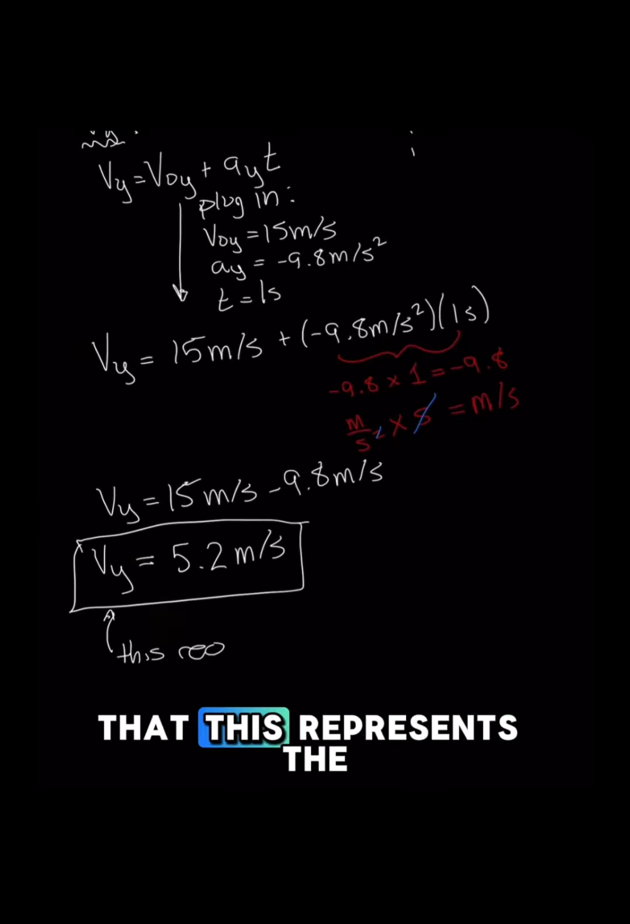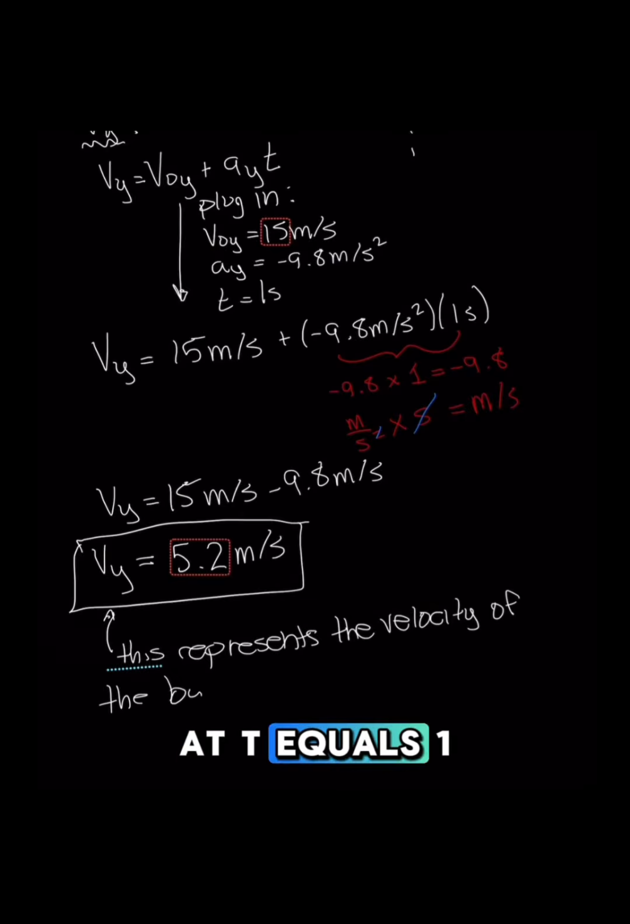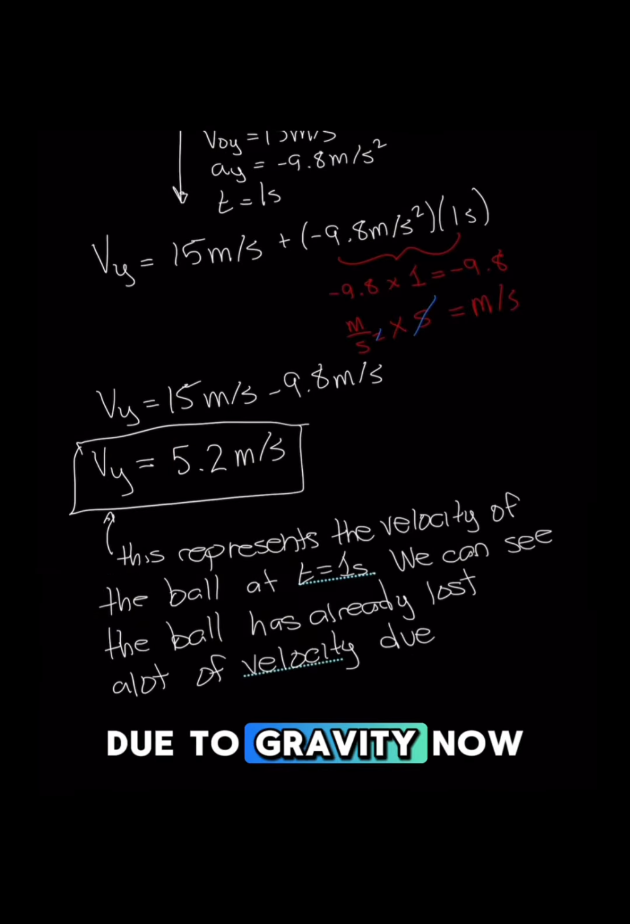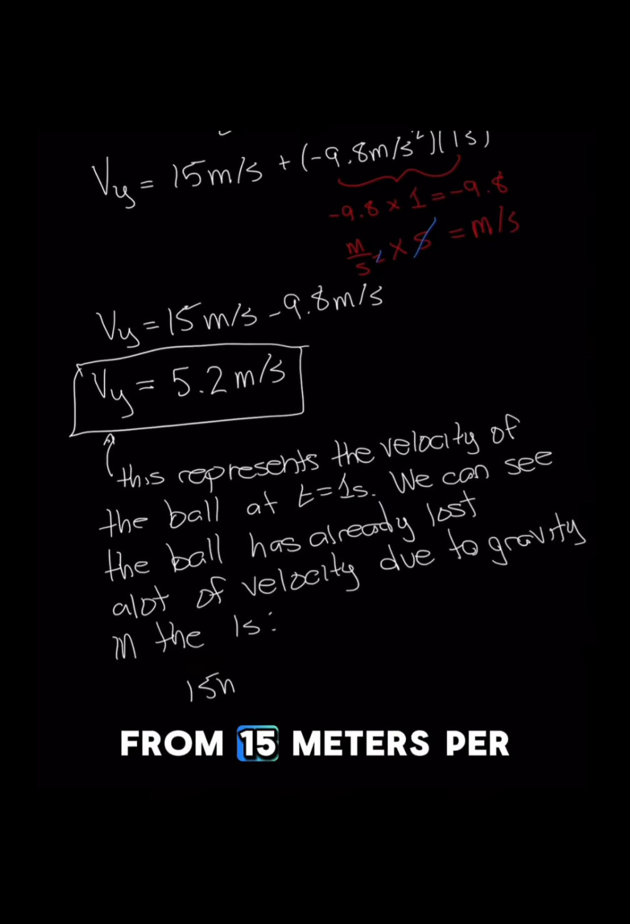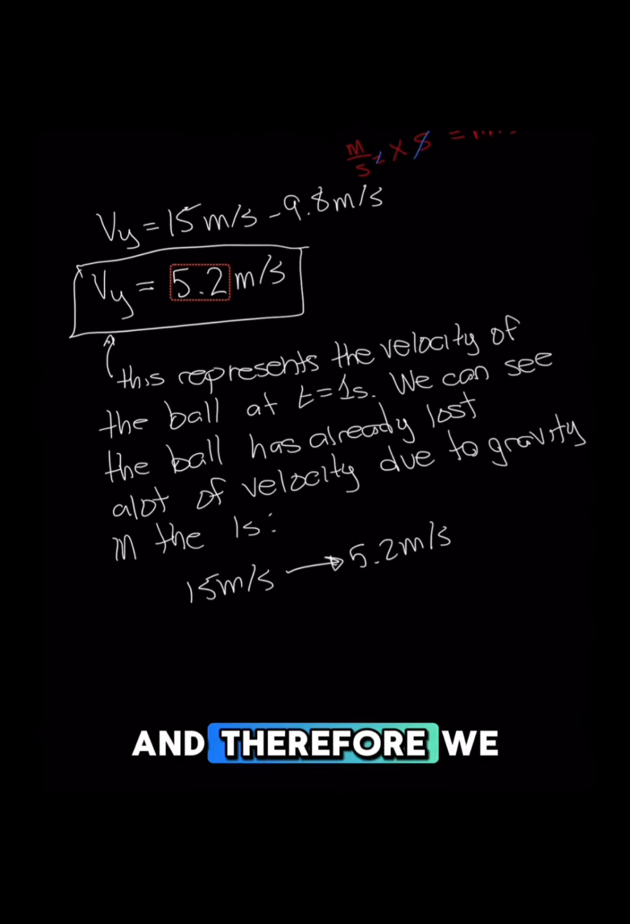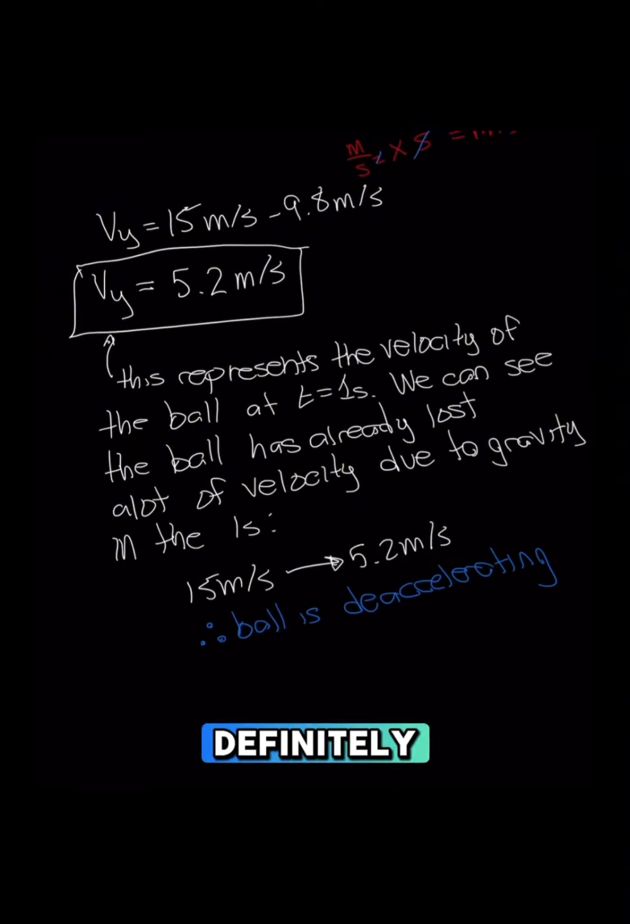I just want to note that this represents the velocity when the ball is at t equals 1 second, and we can see that the ball has already lost a lot of velocity due to gravity. In that 1 second time, it already goes from 15 meters per second to 5.2, so that's a lot of velocity, and therefore we can conclude that the ball is definitely decelerating.